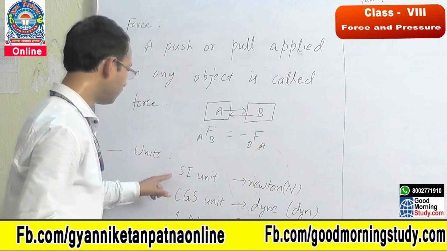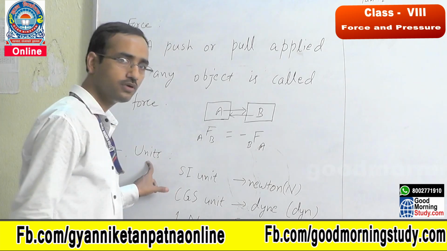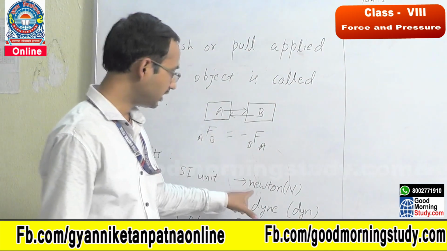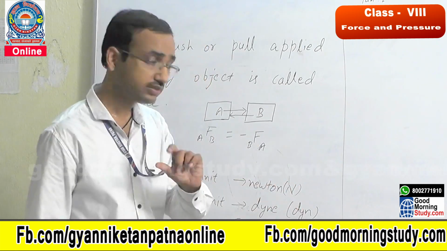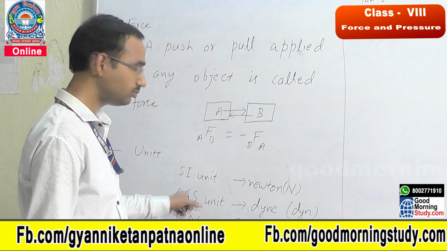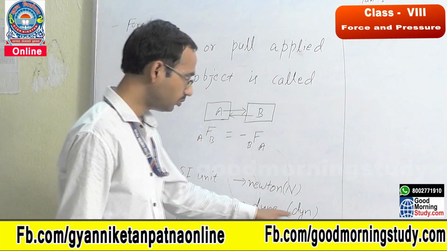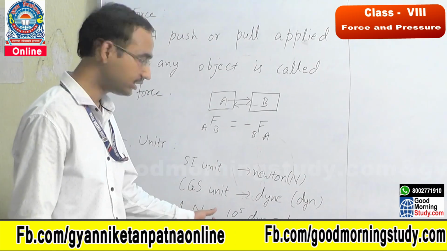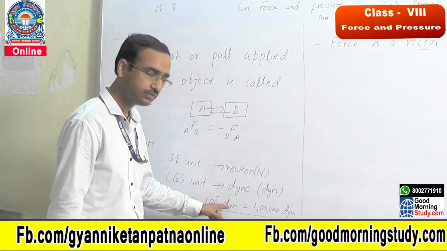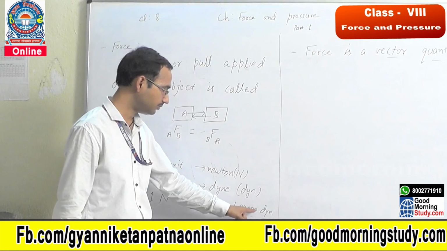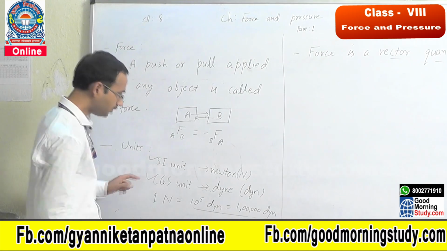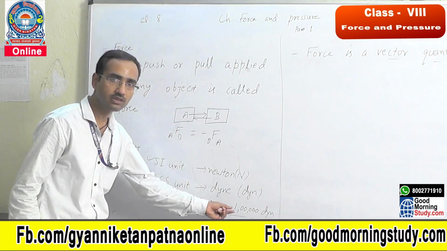Let us study now the units of force. Its SI unit is Newton. Newton is taken from the name of a scientist, so its symbol is given by capital letter N. And the CGS unit, the smaller unit, is dyne, symbol DYN. The relation between Newton and dyne is 1 Newton is equal to 10 to the power 5 dyne, that is 1 lakh dyne. So these are the two units of force and the relation between them.